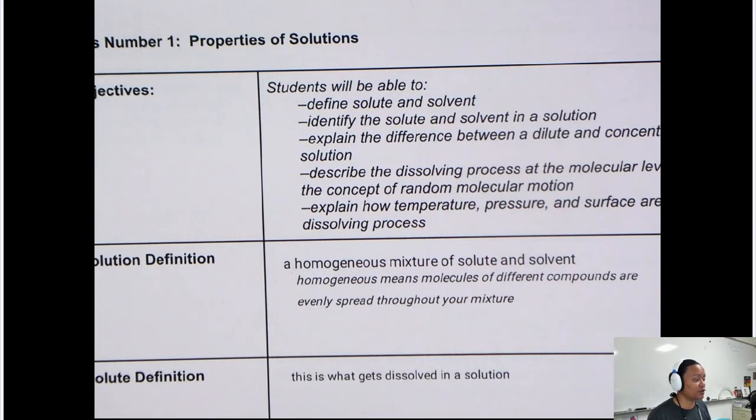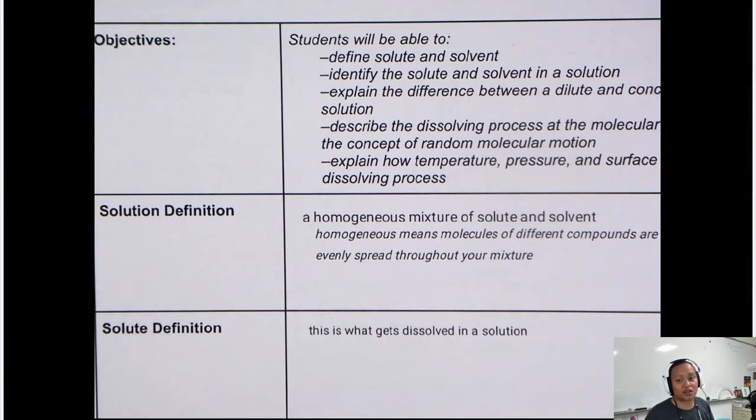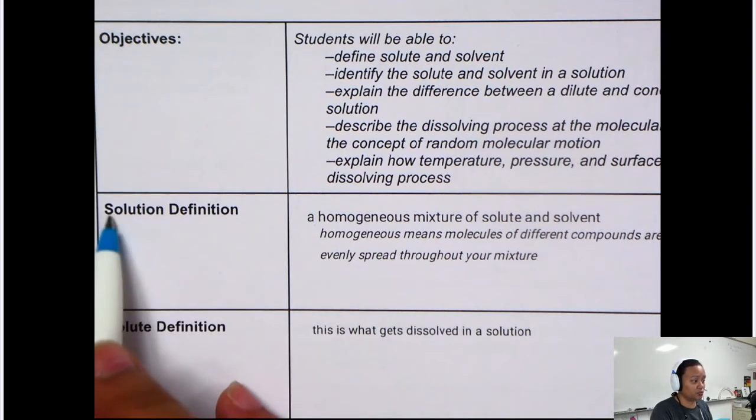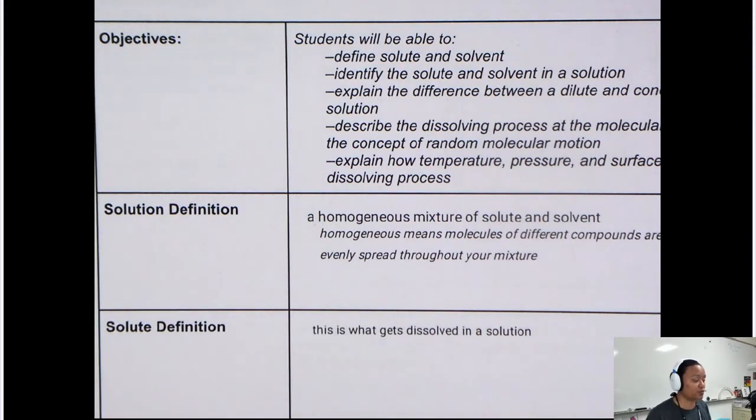So what is solute and what is solvent? A solute is what gets dissolved in a solution. All right, as I said, this is just a brief review. If you need to pause the video to get things down, please do so. So this is what gets dissolved into the solution, which is a homogeneous mixture where everything is evenly distributed, spread throughout.